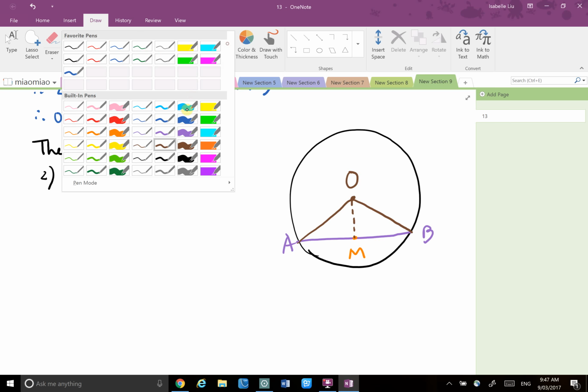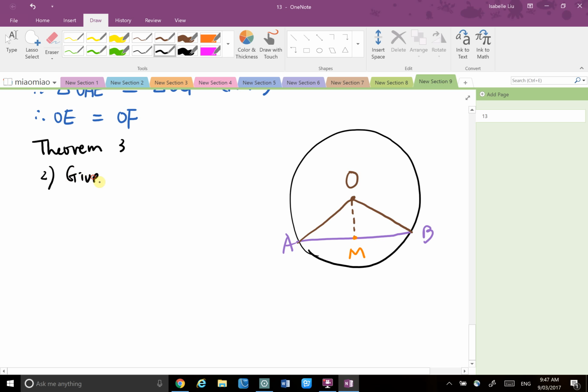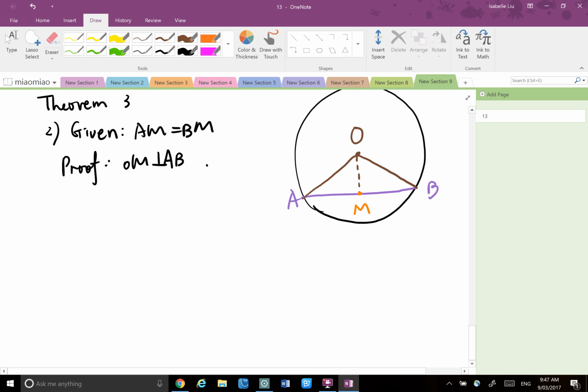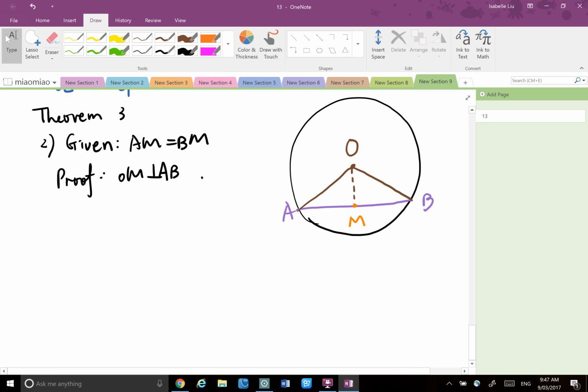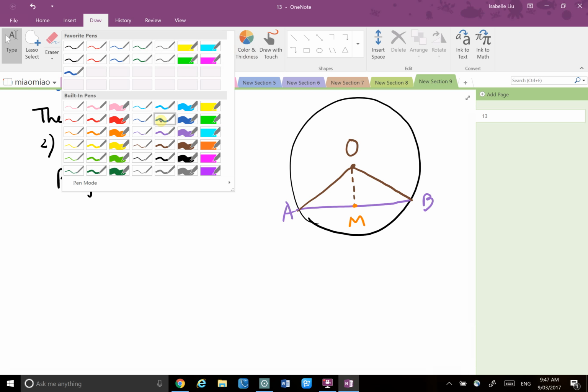So what is given for this question? Given that AM equals BM. That's the only thing given to you. What I want you to prove is OM perpendicular to AB. Given that M is the midpoint, you connect the center and the midpoint, and I want you to prove that those two are perpendicular. So how can we prove this?